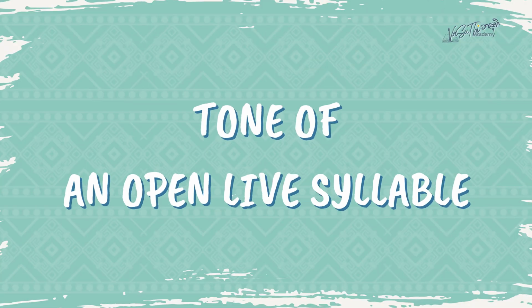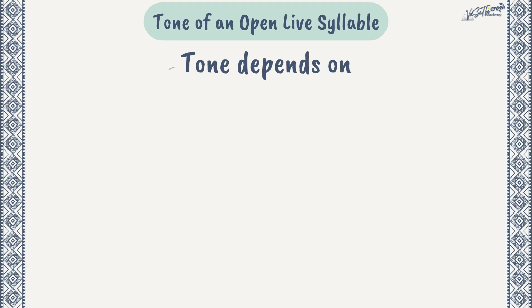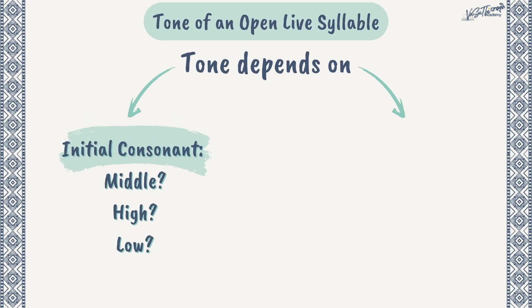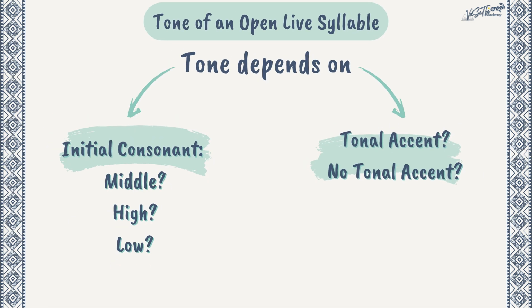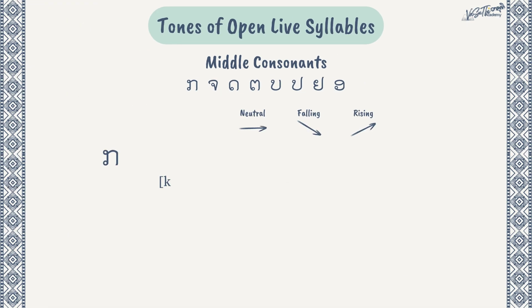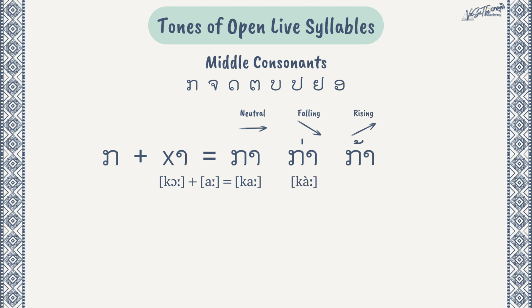The tone of an open live syllable. The tone of an open live syllable depends on the group to which the initial consonant belongs and whether the syllable has a tonal accent or not. If the initial consonant is a mid-consonant with a long vowel or a special vowel, without a tonal accent, the tone of the syllable is neutral.